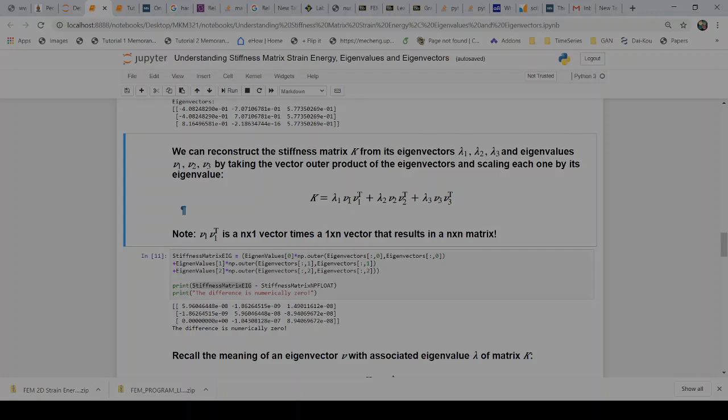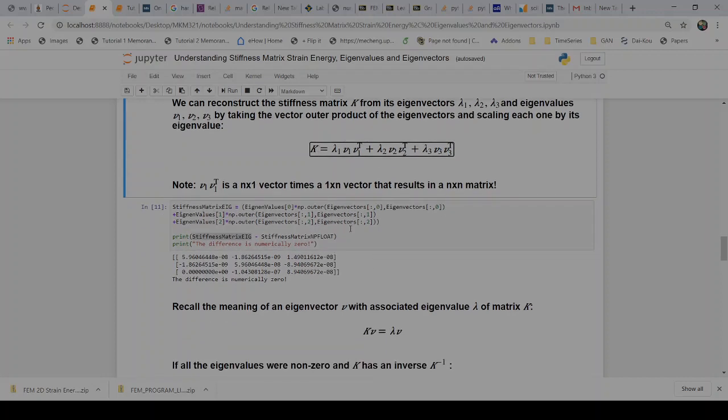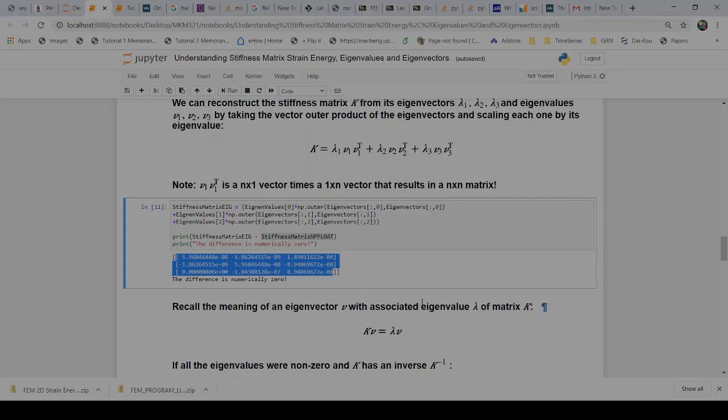So this is this vector times this vector, a column vector times this row vector. The outer product essentially blows this up to a matrix, multiplied by the eigenvalue. So I can write down the stiffness matrix as an eigenvalue times this matrix, plus eigenvalue times this matrix, plus eigenvalue times this matrix, and if I add it all together, I can reconstruct K. Beautiful. I can reconstruct K fully. If I subtract my reconstructed K from my original stiffness matrix computed from SymPy, I see that the difference is zero.